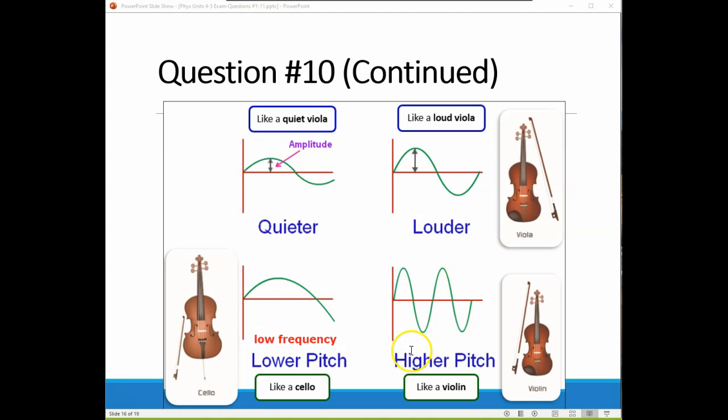Okay, and over here, this one is much higher pitched because it has a higher frequency. We can see more waves in that amount of space there. So much higher frequency, therefore higher pitched.